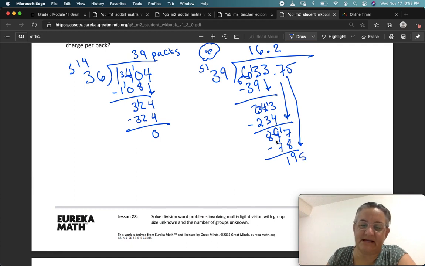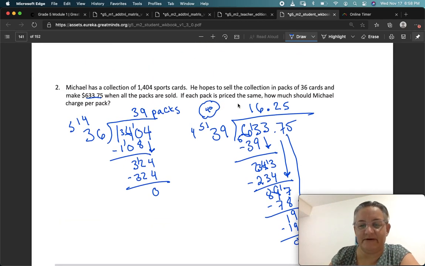And 39 will go into 195 how many times? Well, if it were 40, it would go in just about 4 times. But I think it might go in 5. So let's try 5. 5 times 9 is 45. Carry the 4. 5 times 3 is 15 plus 4 is 19. There it is. Okay, so how much should he sell each one for?